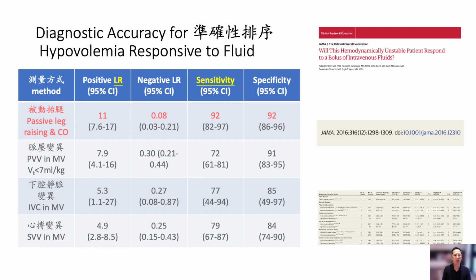As you may know, I think as you should know, a positive likelihood ratio of more than 10 or a negative likelihood ratio of less than 0.1 is the perfect method to use for either prediction or diagnosis.